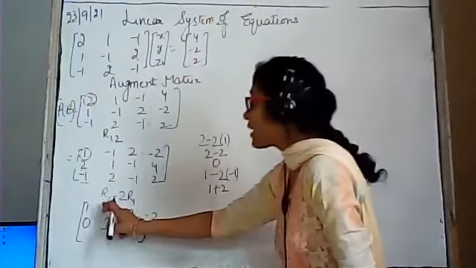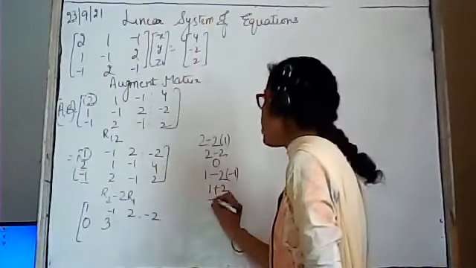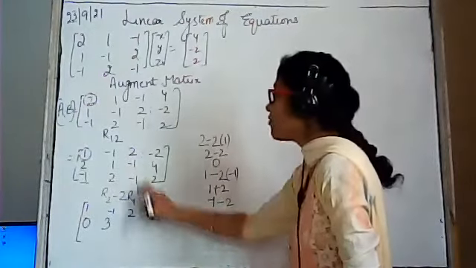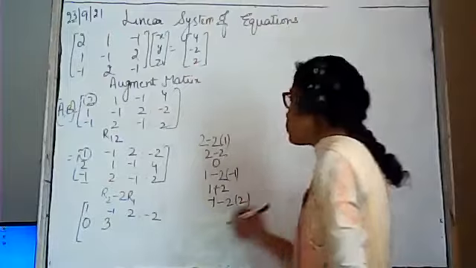Right? After that again R2 minus 2 R1. The element of R2 is minus 1 minus this 2 as it is R1, and the element of R1 is 2.